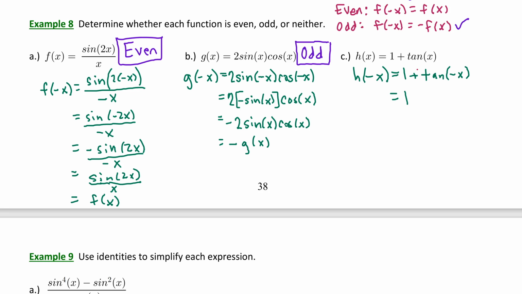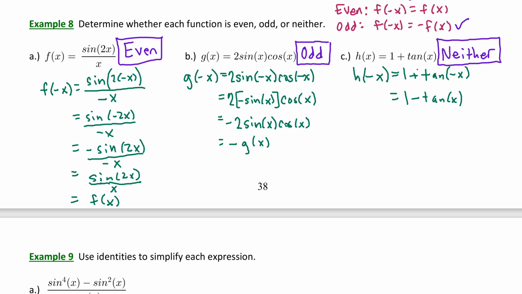Remembering that tangent of x is a negative function, tangent of negative x is equivalent to 1 minus tangent of x. Now, when we compare this to the original function, we can see that this term changed its sign, but this term stayed the same. In order for this to be even, all of the terms have to stay the same. In order for this to be odd, all of the terms have to change sign. Because we got a combination of results here, we can say this function is neither even nor odd.